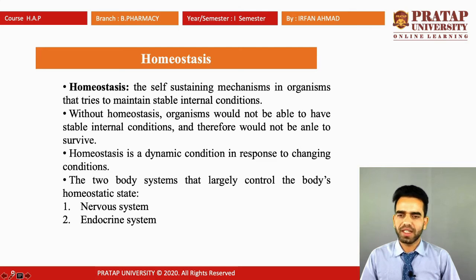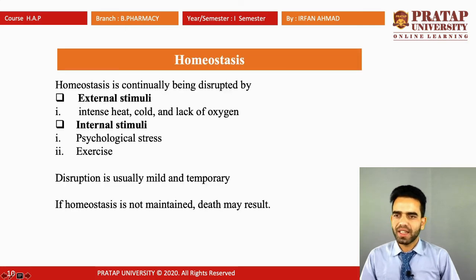So homeostasis is a dynamic condition in response to changing conditions. Whatever the conditions change, the internal conditions must be stable. The two body systems that largely control homeostasis are the nervous system and the endocrine system. Our internal environment inside the human being is controlled by these two systems. Homeostasis is continuously being disrupted by either external stimuli or internal stimuli.